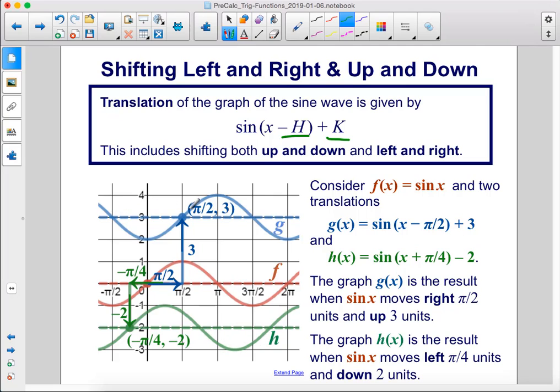The graph g of x is the result when sine moves right pi over 2 units and up 3 units. The graph h of x is the result when sine of x moves left pi over 4 units and down 2 units.